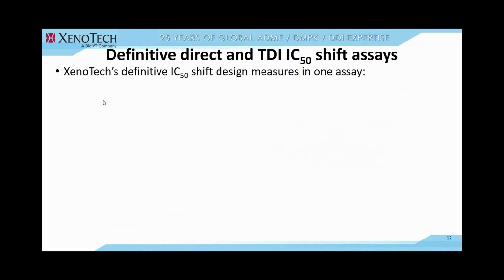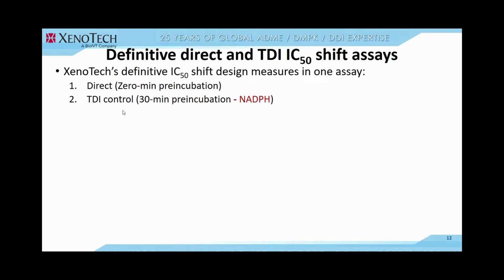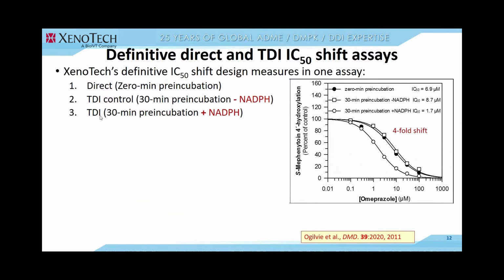So our definitive measures within one assay: direct, in other words, a 0-minute pre-incubation; a time-dependent inhibition control, which is a 30-minute pre-incubation without NADPH, just to make sure there's nothing that happens during that 30-minute pre-incubation without NADPH. There could be another enzyme involved that actually activates the inhibitor and doesn't require NADPH. There could be some slow binding inhibition. There could be simply glutathione adducts that are formed, et cetera. And then the time-dependent inhibition, 30 minutes with NADPH.